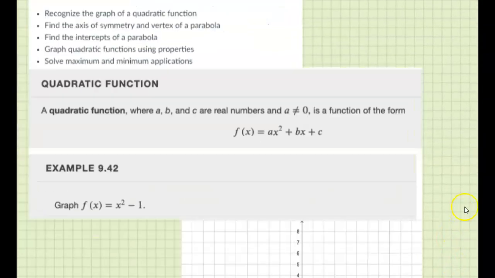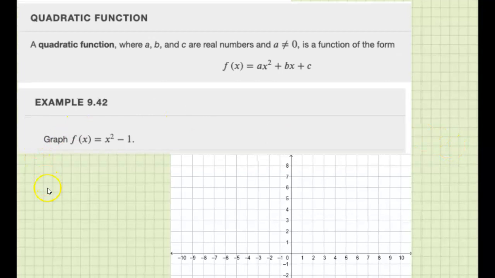Okay, so a quadratic function is a function of this form: f of x equals ax squared plus bx plus c. Remember, the f of x gives you a formula that involves the variable x, and if you plug in particular values of x, that gives you the y values. So the function tells you what equation you need to use to get your y values, right?